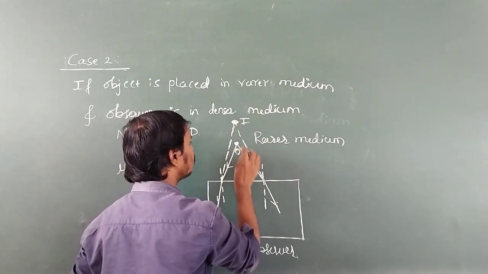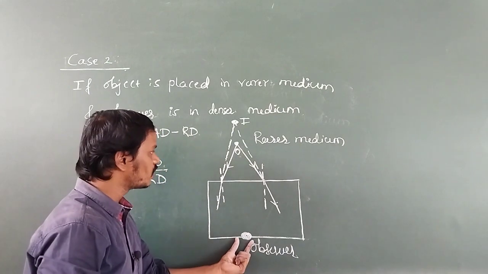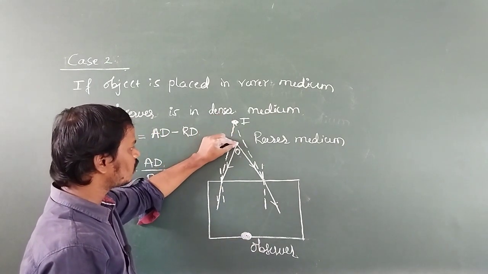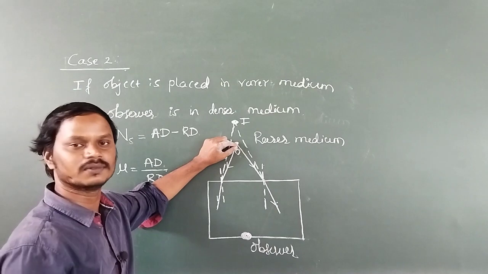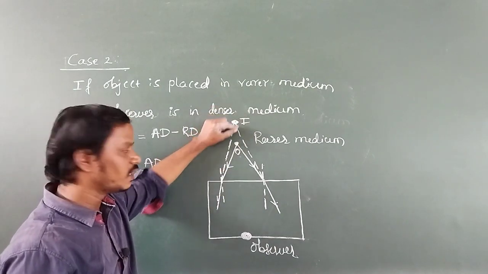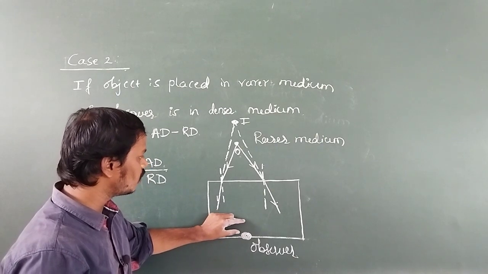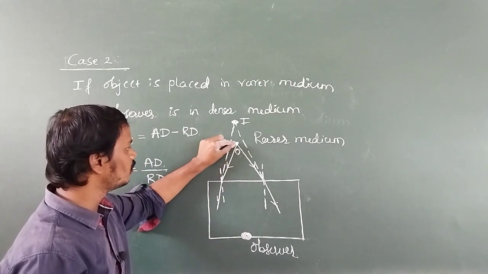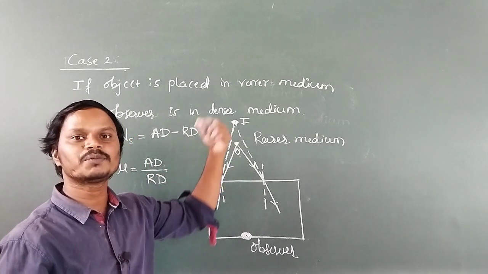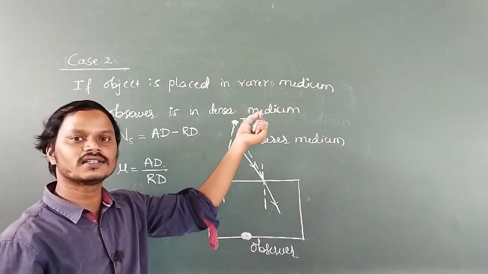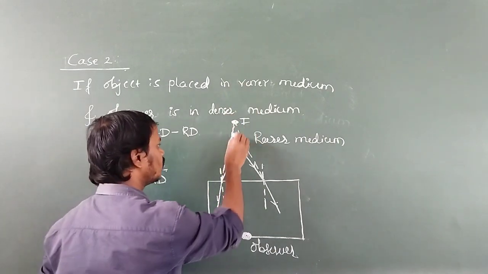This is an object, but for the observer, the image of the object appears to be shifted away from him. Actually the object is here, but when the observer is in the denser medium, the image of the object appears to shift away from him. Okay, for the observer.